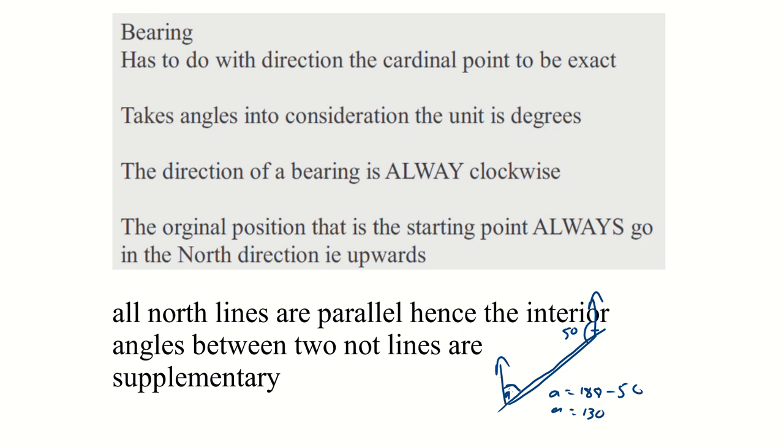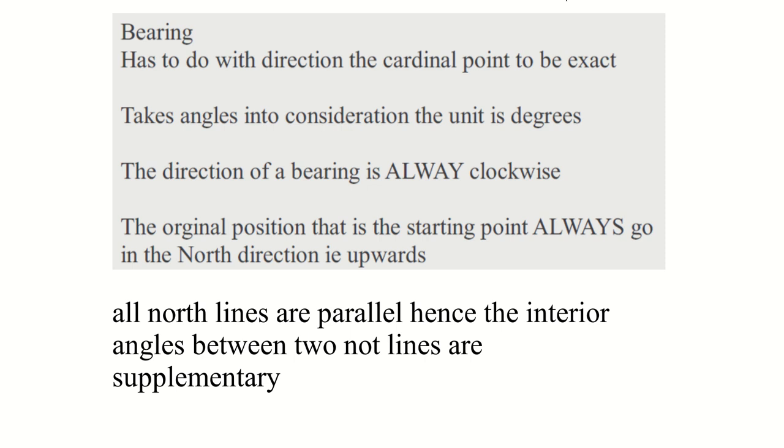This is what we use, especially in bearings. They love to bring questions like this, so make sure that you understand that north lines are parallel, and the sides of the triangle that are given are your transversal lines that intersect these parallel lines. And we know that if you have a transversal line intersecting parallel lines, the angles on the same side are interior angles, hence they are supplementary, right? Which means that if you add them up, it's 180.